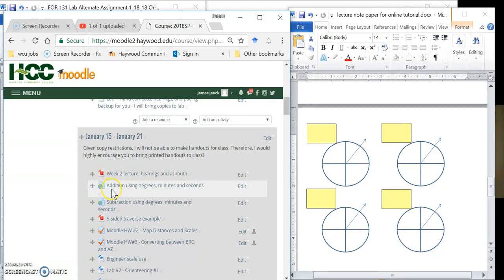Also, in addition to what I am going to be showing you, I've provided you a couple of YouTube videos of somebody else showing you the same things, describing degrees, minutes, and seconds, how to add them, and how to subtract them. We're not going to worry so much about the 5-sided traverse example. We'll look at that next week.